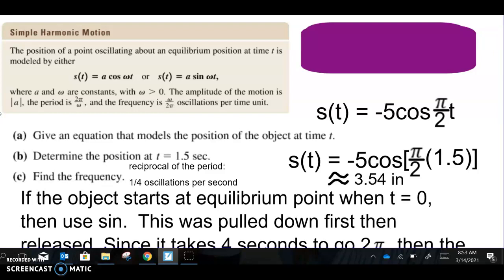Period and frequency are flipped. It's 1/4 oscillation per second. I could have said, since the period was 4, 4 equals 2 pi over omega. Multiply both sides by omega. Divide by 4. And then I got my pi over 2 for my omega. The way I did it here was I just did the divide by 4 right away, but that's where it comes from. Okay?